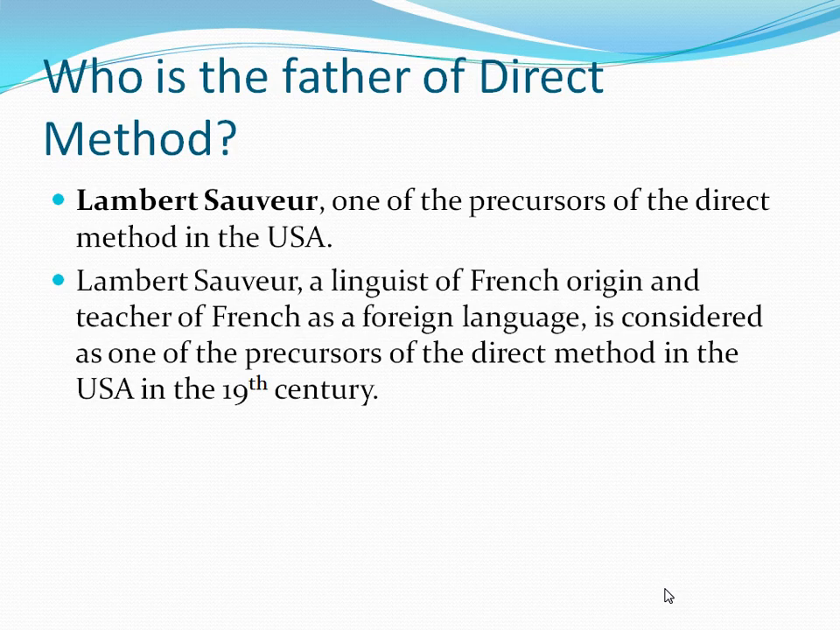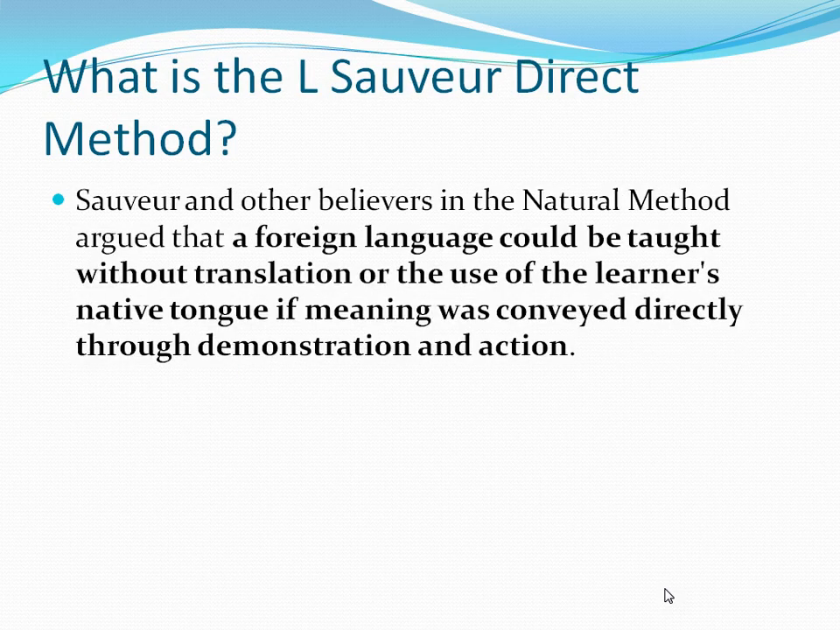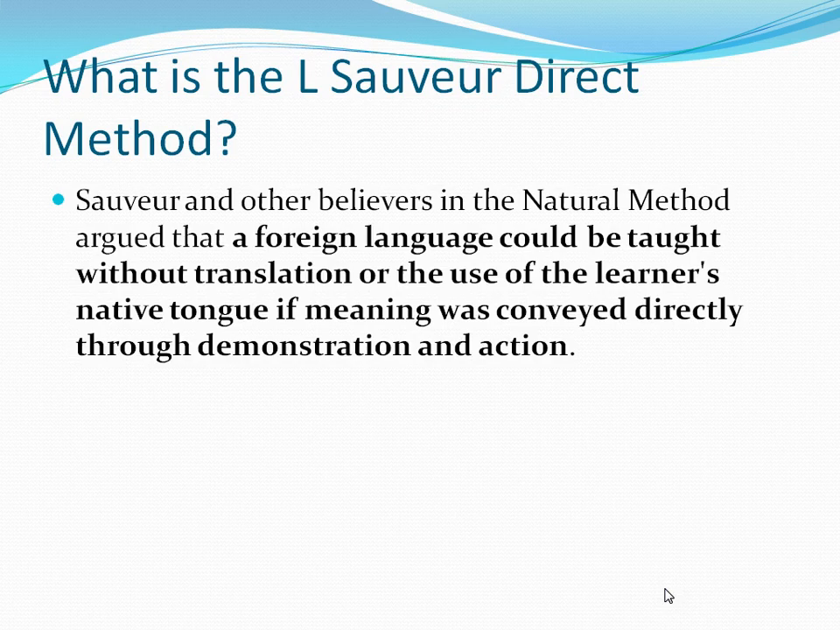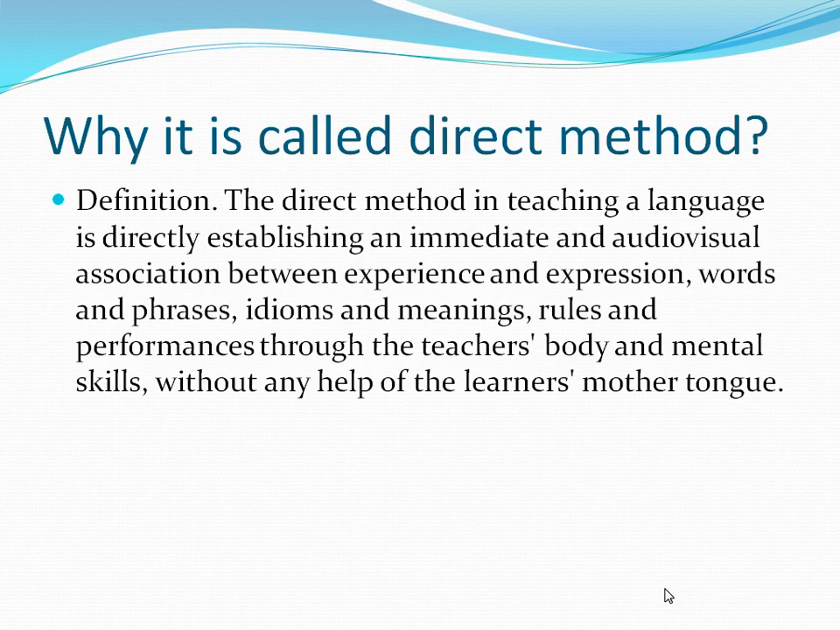So Lambert-Sauveur is one of the precursors of the direct method. A French-origin teacher of foreign languages, he is considered one of the precursors of the direct method in the USA in the 19th century. Sauveur and others believed in the natural method, and argued a foreign language could be taught without translation and the use of the mother tongue in general. Okay, so that is the direct method.